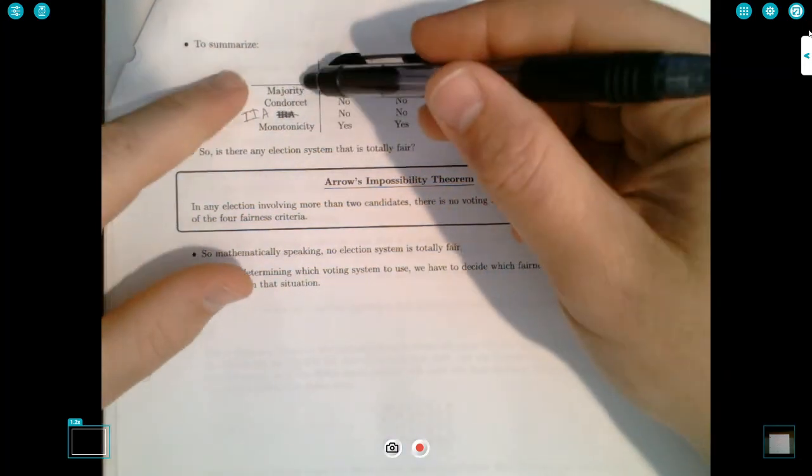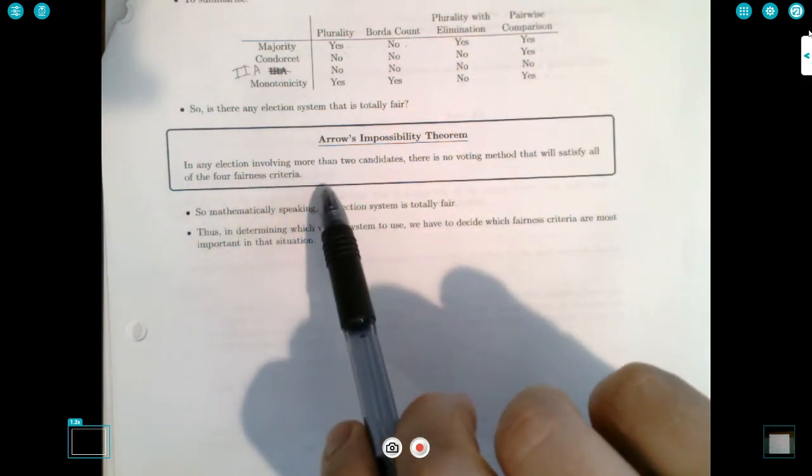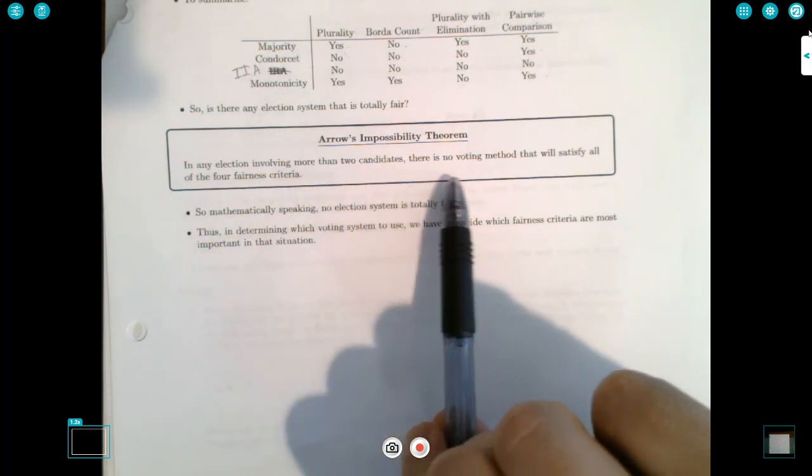Is there any election system that is totally fair? Is there any election system that will meet all four of these fairness criteria? And the answer is no. This is known as Arrow's Impossibility Theorem. And Arrow's Impossibility Theorem says, in any election involving more than two candidates, there is no voting method that will satisfy all of the four fairness criteria. So mathematically speaking, no election system is totally fair.